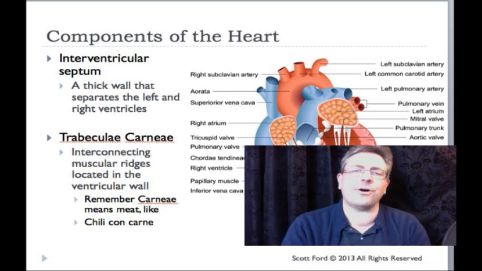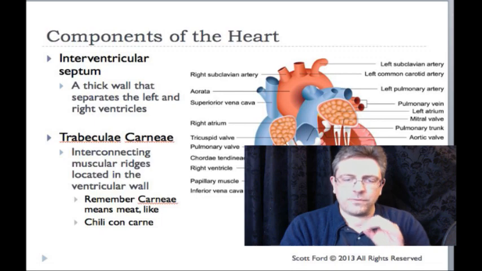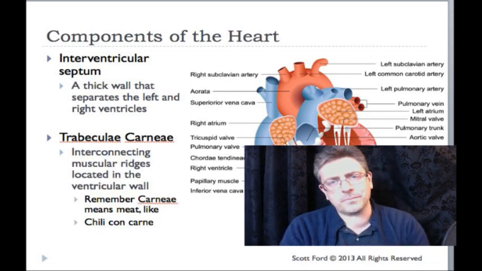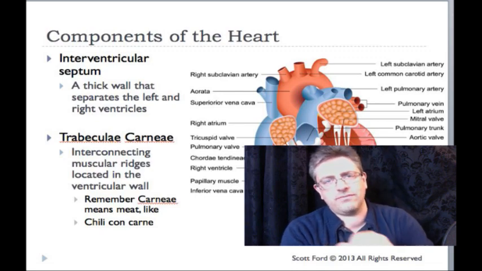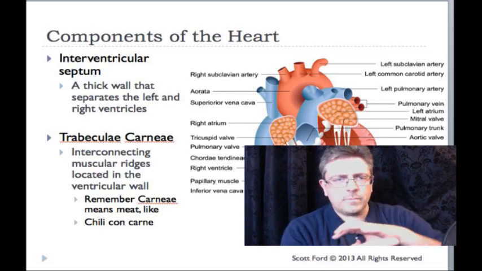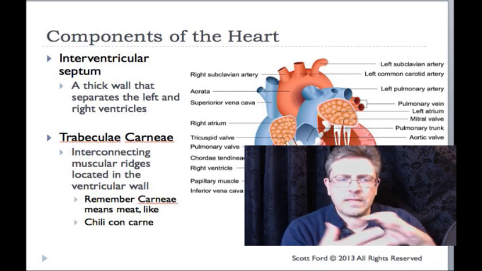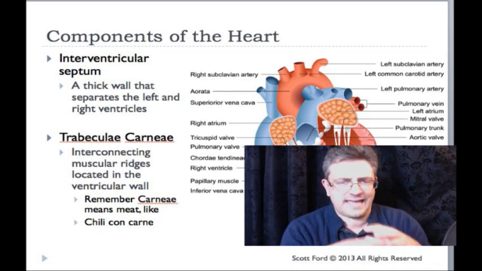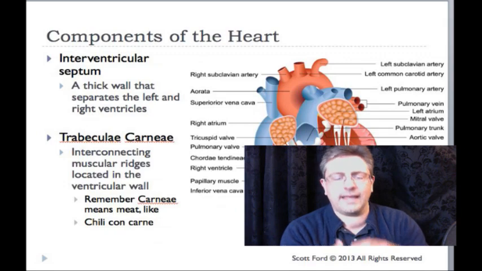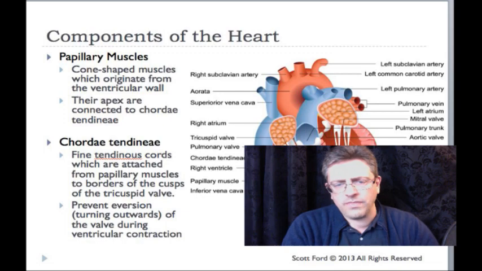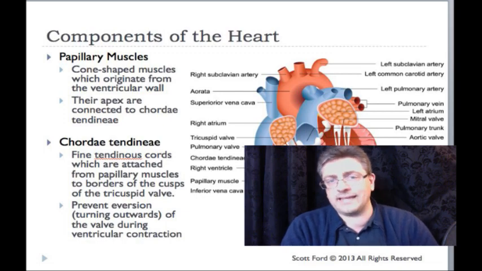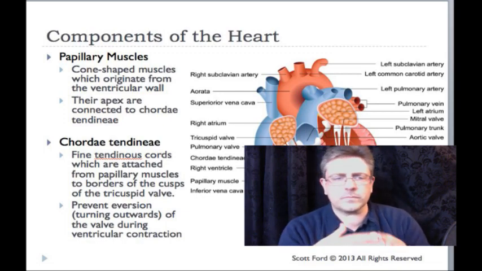The trabeculae carneae of the heart is a group of interconnecting muscular ridges located in the ventricular wall. When you take a look at a heart that's been opened, you're going to notice in the ventricles this rough, ridged kind of appearance. It's a meat-looking appearance, and that is what you're looking at. You're looking at the trabeculae carneae, i.e. meat. So you're taking a look at the muscle, i.e. the meat. The papillary muscles and the chordae tendineae work together.